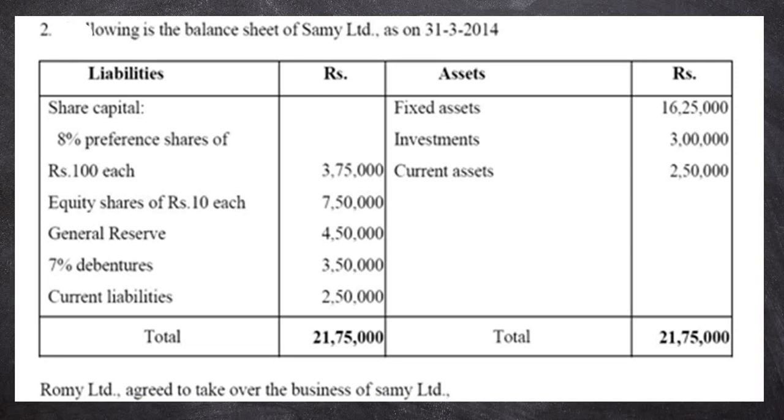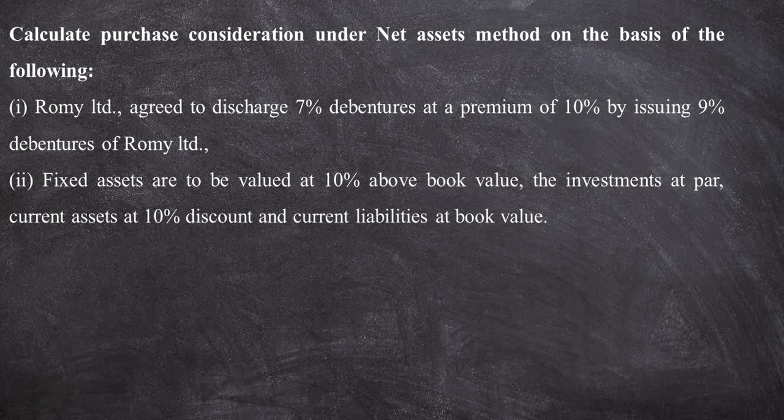Those items will be considered while calculating the purchase consideration under the net payment method, when we take the preference shares and equity shares. But while calculating purchase consideration under net asset method, we will be taking only assets minus liabilities. Among assets, we will take only the fixed assets and current assets, not the fictitious assets. Fictitious assets will be ignored completely. Okay, so we'll do the problem now, and there is additional information also given here.